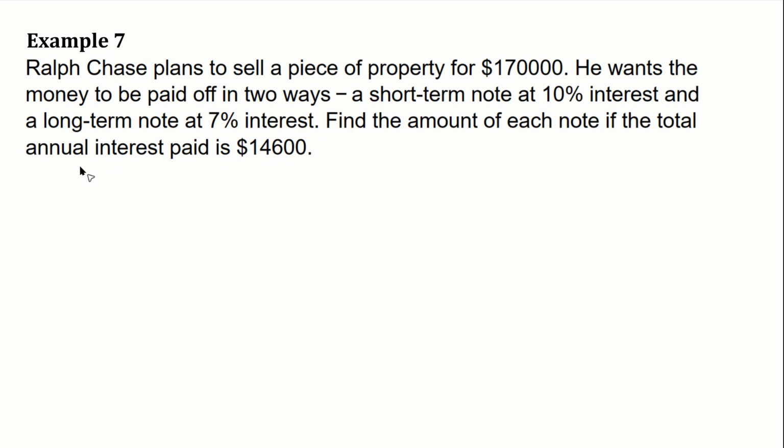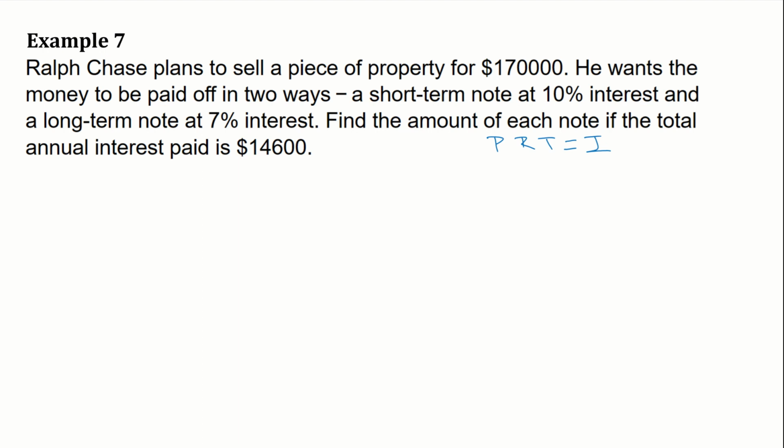Now, the key word here is the annual interest paid. So that means this is all going to happen within 1 year. So we need to go back to a formula that we already know: principal times rate times time equals interest. Now, we don't know how much we're going to invest at either 10% or 7%, but once we start to set up our table, everything will start to make sense nicely.